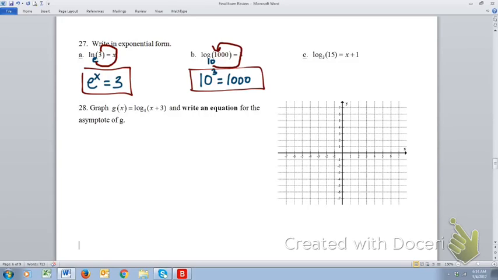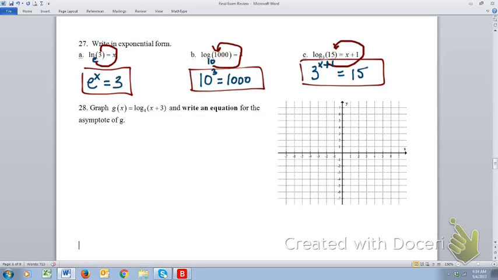Alright, let's look at C. So we're going to start with the base of 3 to the x plus 1 power, and that's going to be 15. So 3 to the x plus 1 power equals 15. Alright, let's look at 28.